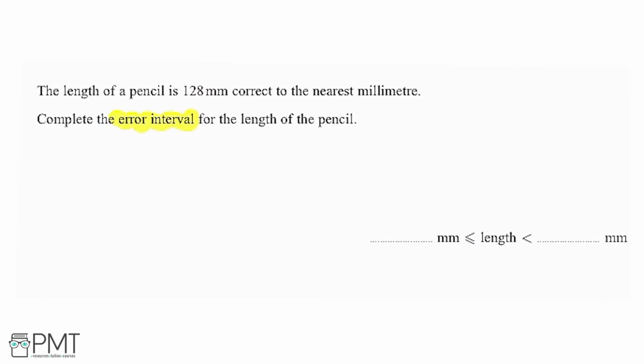What is the highest possible length the pencil could be that it would have rounded to 128mm? And what's the lowest it could be that it could have rounded to 128mm? And then we'll know the error interval, so the range of values the actual length of the pencil could be.